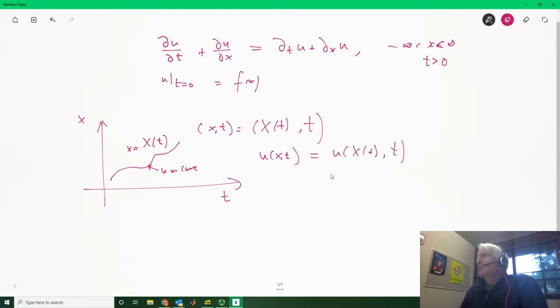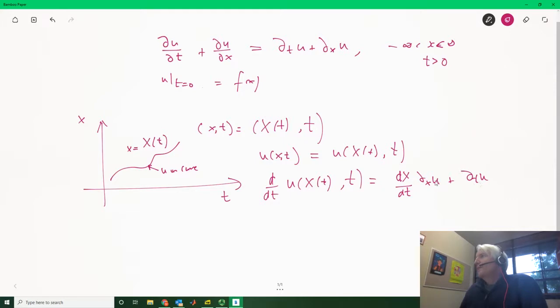And then we say what is the derivative of this with respect to t, and it's the full derivative. So how does this function u change along this curve? And it changes by, now then this thing here is the partial derivative of u with respect to x. So it's dx dt by the chain rule times d sub x of u plus d sub t of u. That's the total change along this curve.